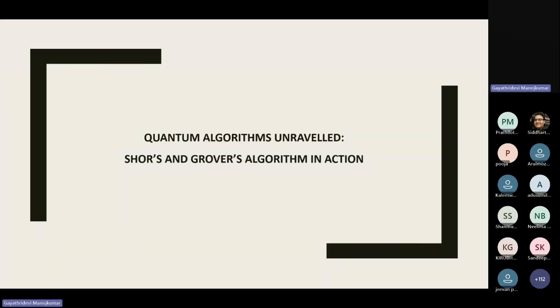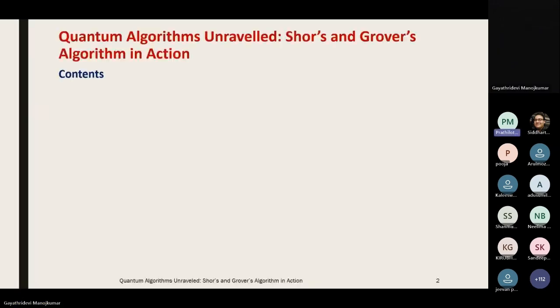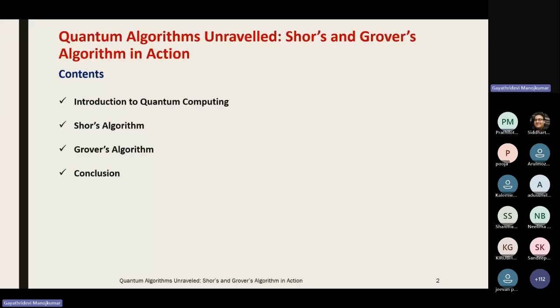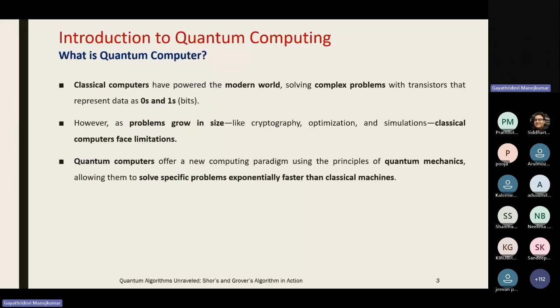In this session, we are going to discuss the Shor and Grover algorithms. I'm going to cover the introduction to quantum computing, what the Shor algorithm is, how to implement it, and the algorithm behind it. We are also going to discuss Grover's algorithm and its implementation, and the conclusion on what impact these two algorithms are going to create on quantum computing.